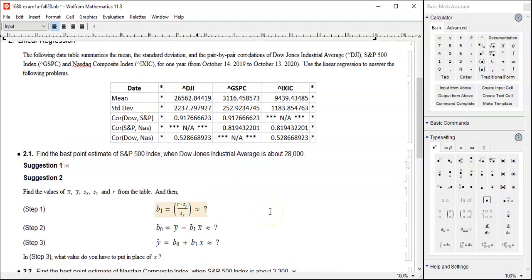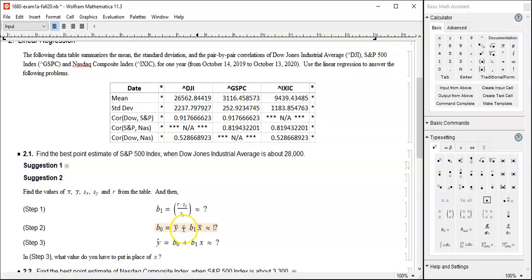First, find B1, and B1 is R times Sy over Sx. Now you have to go to this table and find out which is which and plug in, and run your calculator. You're going to get B1 value. That's not the answer, that's just step 1. Let's go to step 2.